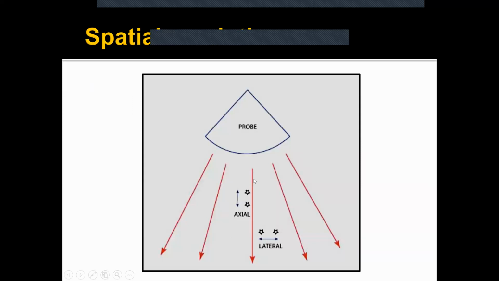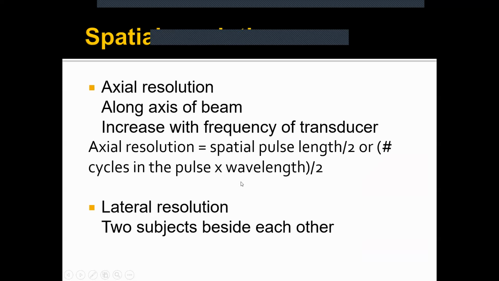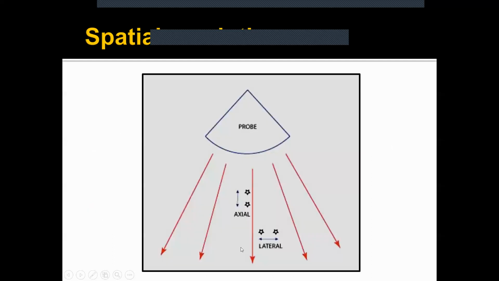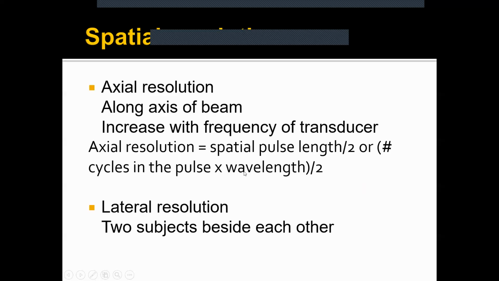The key thing here is that because it's ultrasound and because it's coming from a probe, there are two different types of spatial resolution. The first one is lateral, which is across the probe, and there's axial. The difference is that for axial resolution, because it's along the axis of the sound wave, the resolution of the beam is determined by the wavelength.